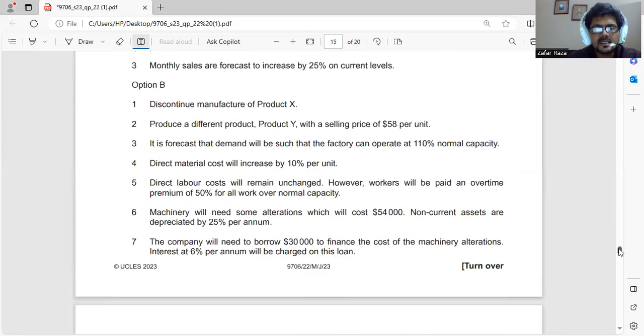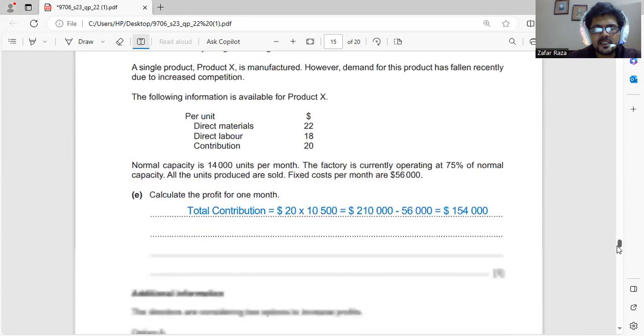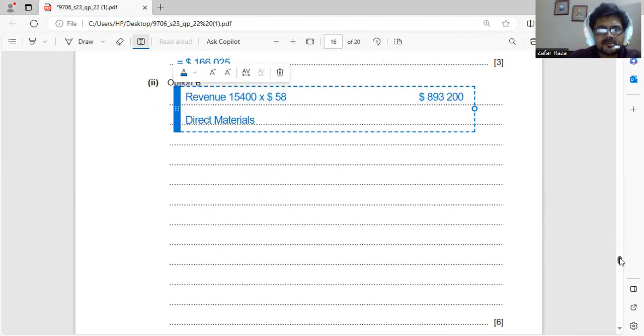Okay. Direct material cost will increase by 10% per unit. Direct material was 22. So direct materials would be, for 15,400 units, multiplied by what was previously 22. 22 multiplied by 110% means $24.2. And this will make direct material cost how much? Multiply by 15,400: 372,680.